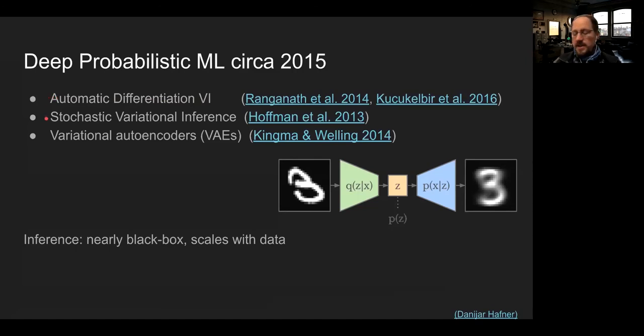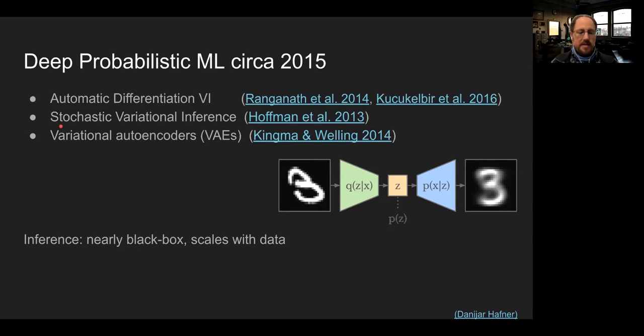Another was the realization that there's a stochastic variational inference method that's compatible with data subsampling, just like the deep learning subsampling methods. That means that people could apply their probabilistic inference algorithms on huge data that didn't fit in memory or on a single machine.